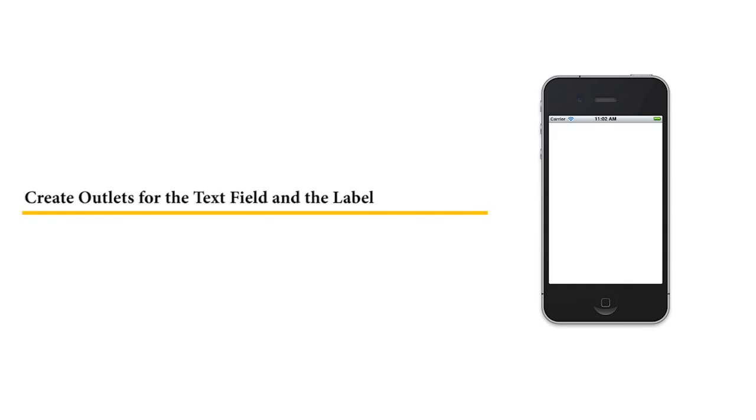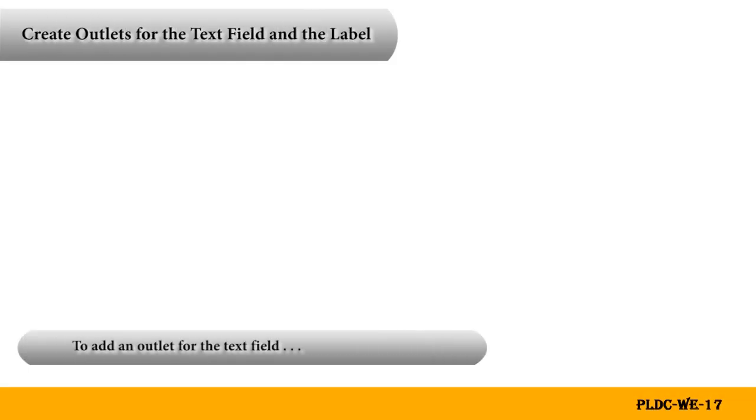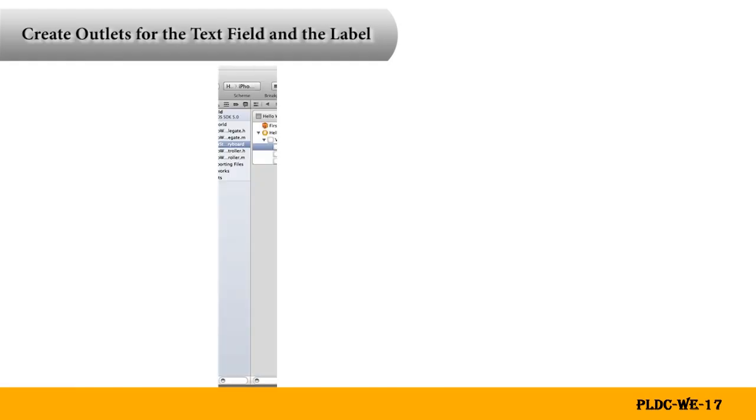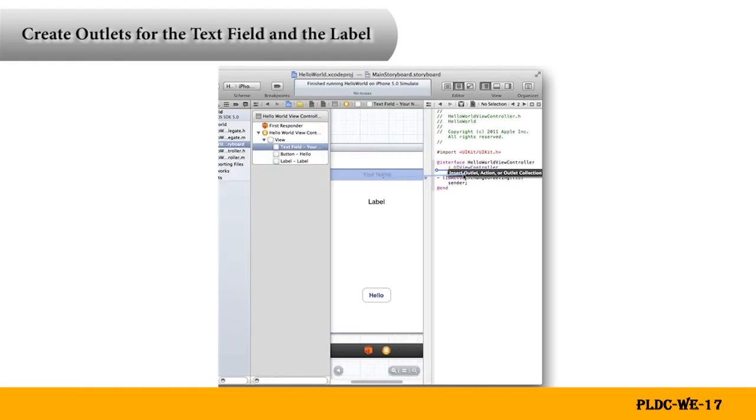The steps you take to add outlets for the text field and label are very similar to the steps you took when you added the button's action. Before you start, make sure that the main storyboard file is still visible on the canvas and that HelloWorldViewController.h is still open in the Assistant Editor. To add an outlet for the text field, Control-drag from the text field in the view to the method declaration area in the header file. As you Control-drag, you should see something like this. It does not matter where you release the Control-drag as long as it's inside the method declaration area.